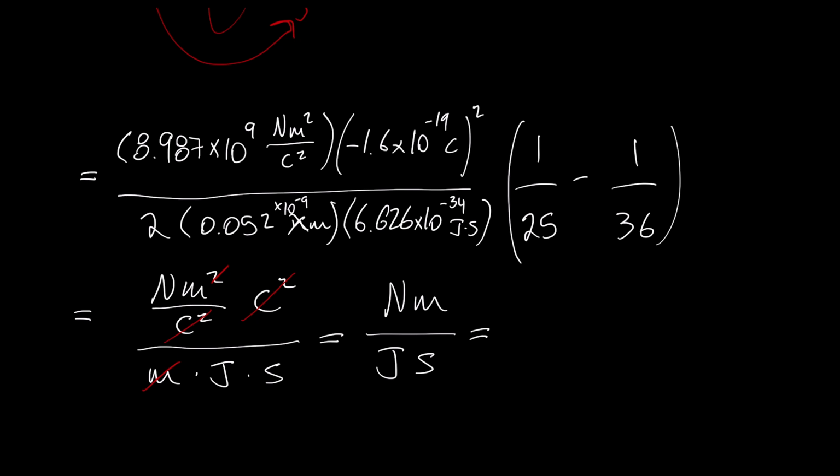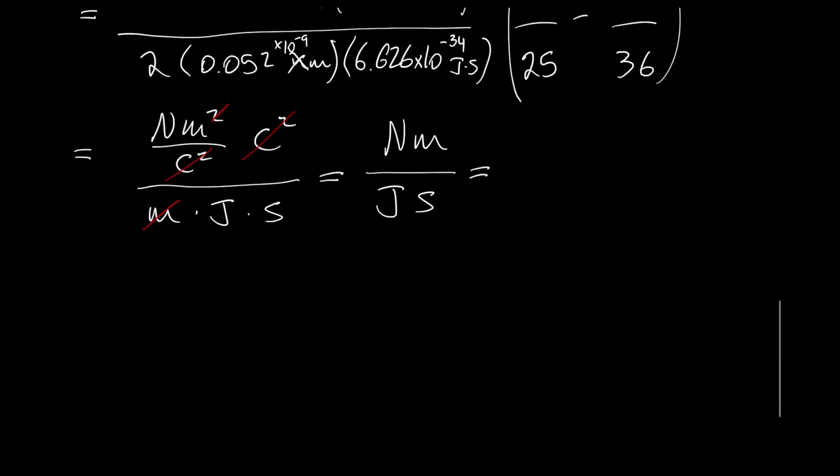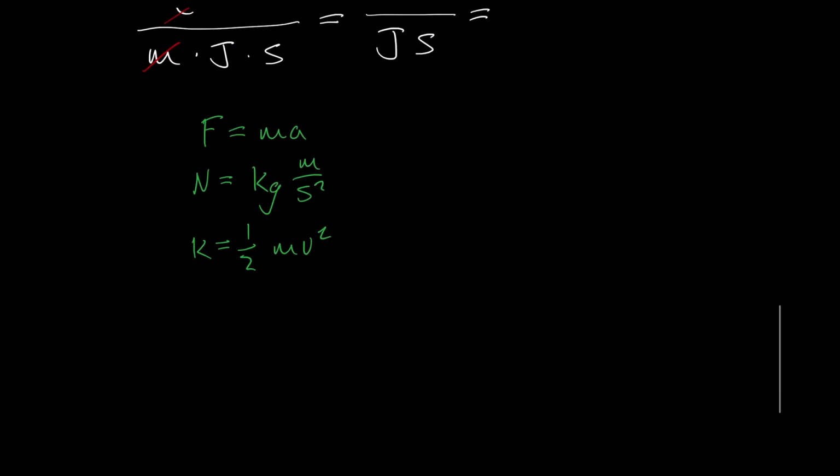So how I can expand this is, I remember an equation for newtons is Newton's second law, F equals ma. This is newtons, which is equal to mass, which is kilograms, and acceleration is meters per second squared. Then I remember another equation for joules, which is kinetic energy, 1/2 mv squared. Kinetic energy has units of joules, 1/2 is unitless, mass is kilograms, and velocity is meters per second, and velocity is squared.